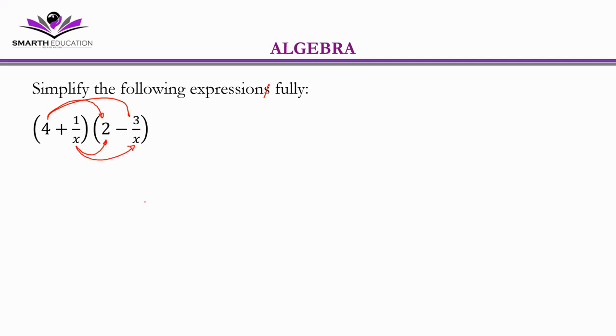the second bracket. We start with 4 times 2, which is 8. Then 4 times negative 3 over x. 4 times negative 3 over x is like 4 over 1 times negative 3 over x. We get what? Negative 12 over x. So that is negative 12 over x. We've distributed the 4, and then we come to 1 over x.